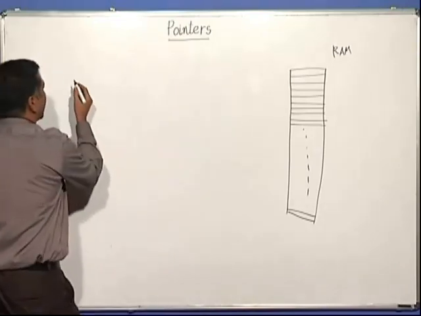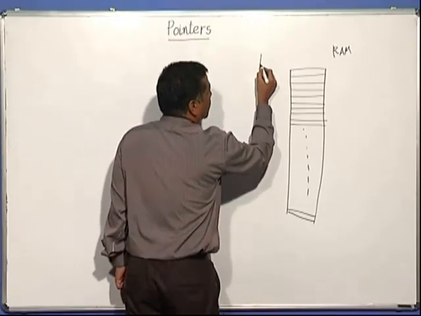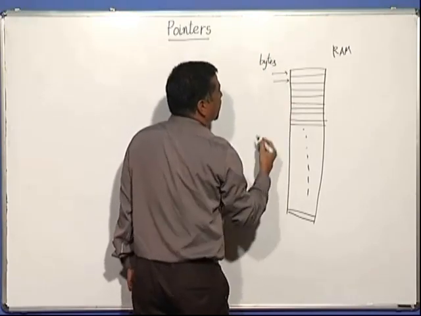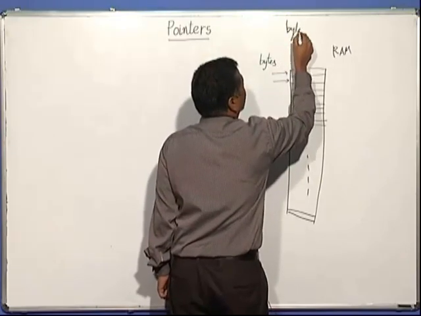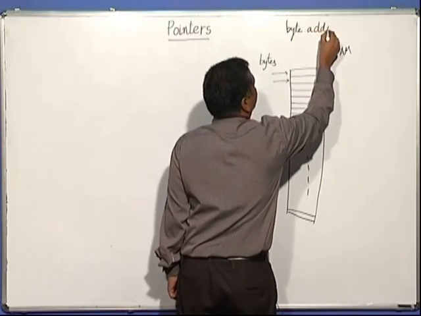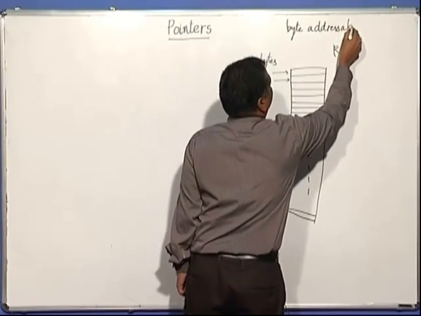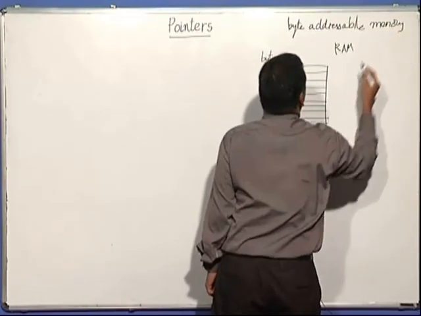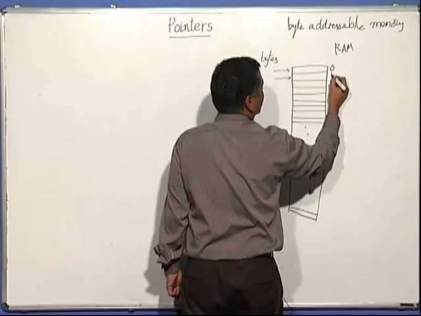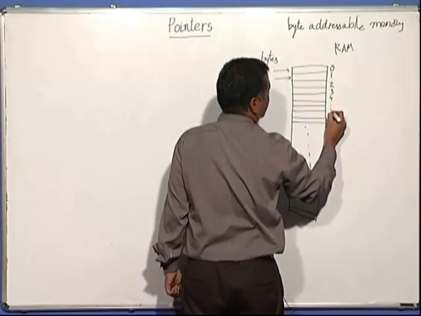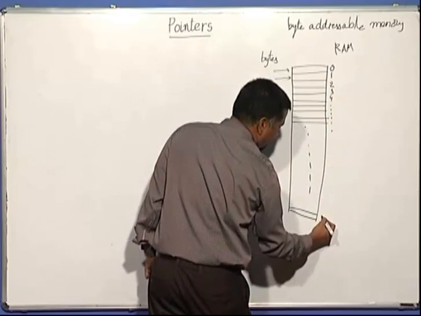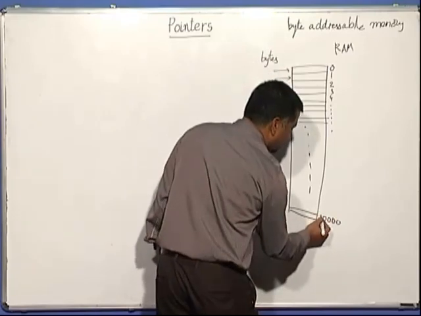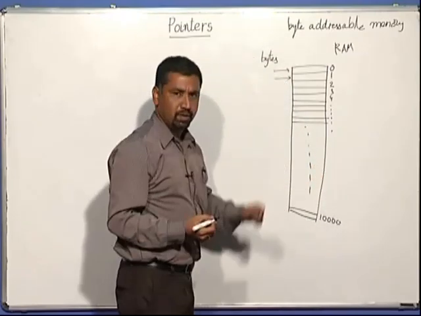So these are all bytes here. Each one is a byte. It is called byte addressable memory. Addresses will be as numbers 0, 1, 2, 3, 4, like that. Maybe any number. I will just put 1 lakh here or 999, whatever the number. That is not very important.